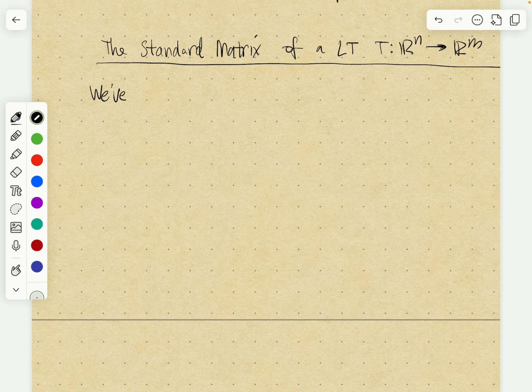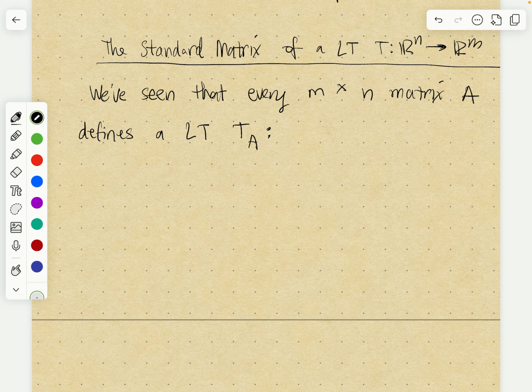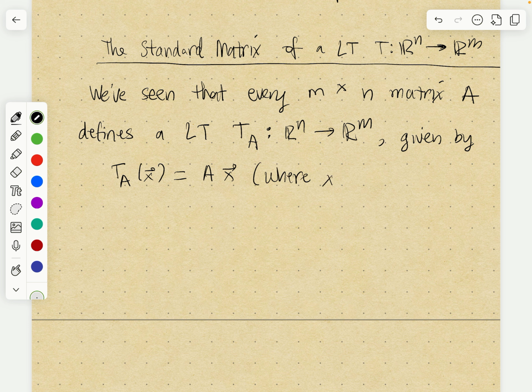So we've seen that every m by n matrix A defines a linear transformation that we call T sub A from Rn to Rm. And what is that linear transformation? It's multiplication by A, given by T sub A of x equals A times x, where x is an element in Rn.